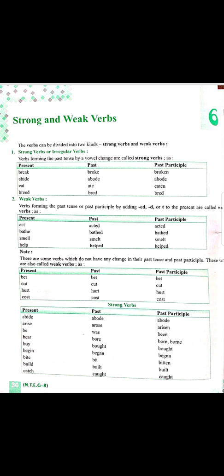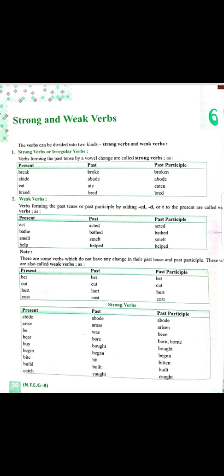Students, today I am here to start our last chapter of T1 test unit 1, that is chapter number 6, strong and weak verbs. Yesterday we completed non-finite forms of verbs. Hope that is clear to you. Now I am going to start strong and weak verbs.